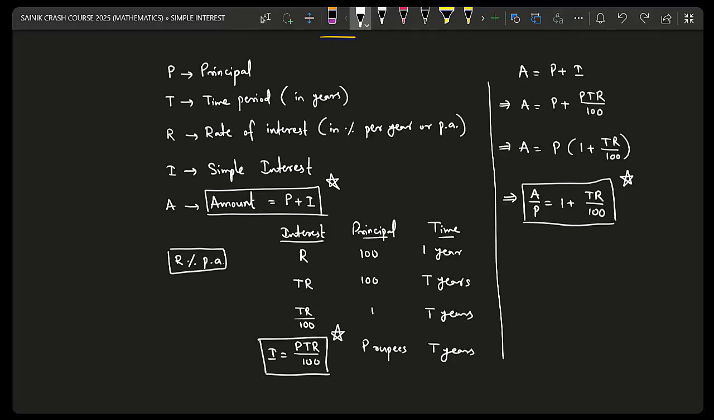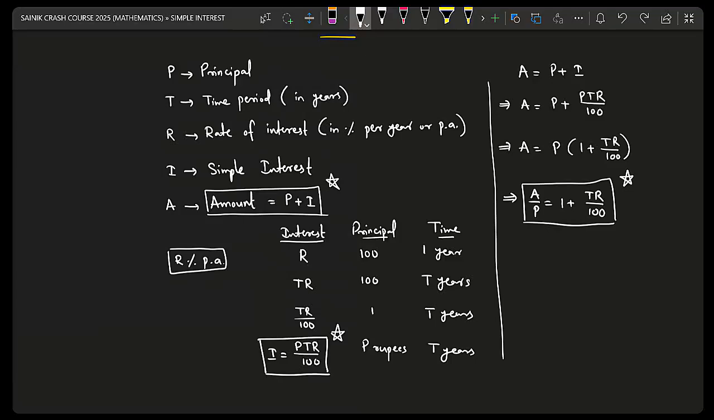Vishnu, what's your doubt? Vishnu, what's your doubt in this discussion? Sir, can you give an example with the formula A by P is equal to 1 plus TR by 100? We're going to deal with more questions using that formula. Just wait for 2 minutes, we're going to discuss the questions. I'll explain by calling you itself. And Mayuk, do you have any doubts? Mayuk, you're not audible. Mayuk, leave the class and join again.